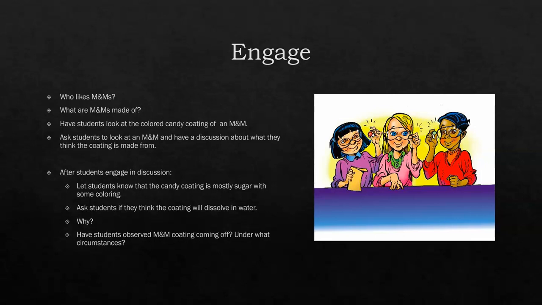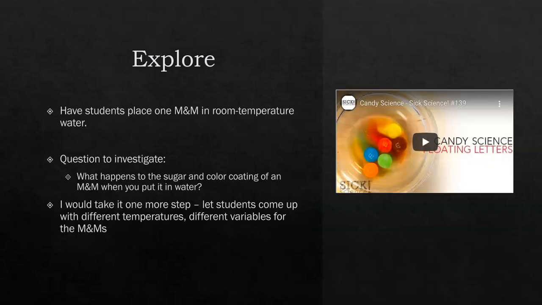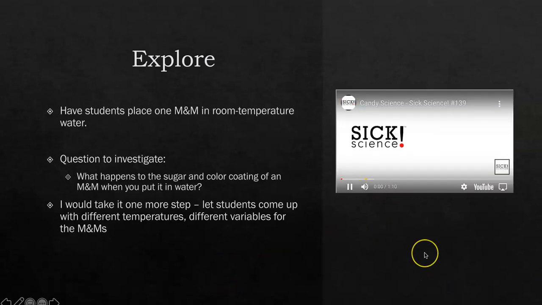And then you're going to have students observe, and then have students discuss when they've seen the color coding come off. Then we're going to have our students explore. You're going to have your students place the M&Ms in room temperature water. You can watch this video to see that.